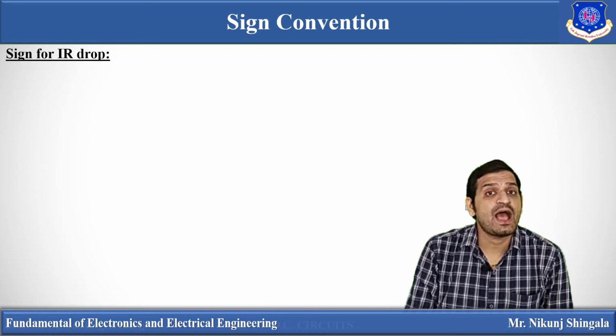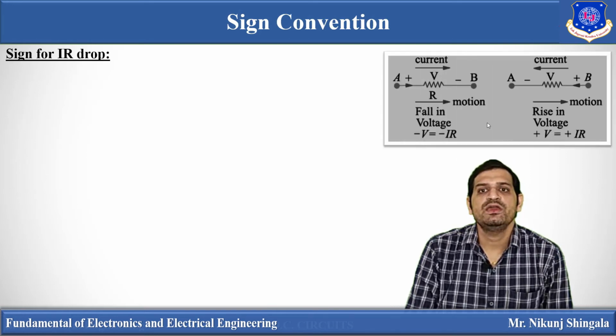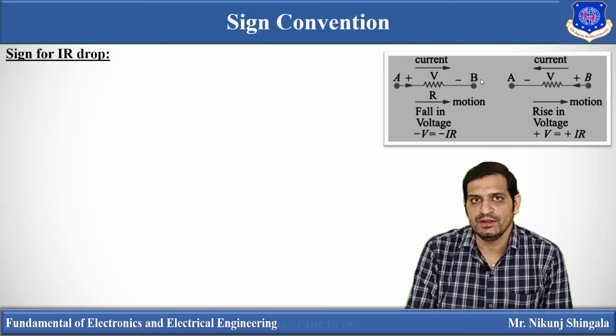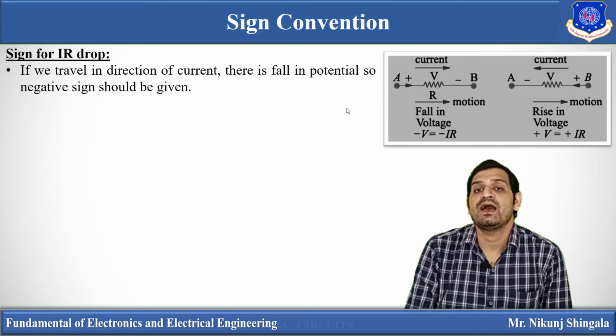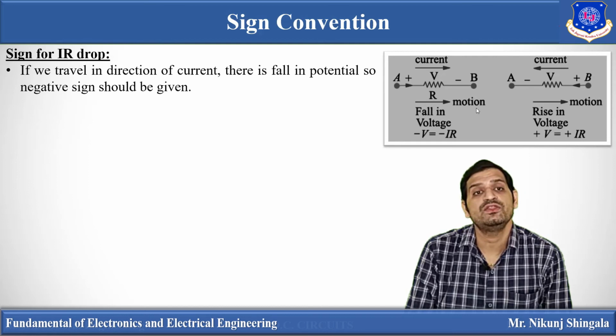Next one, sign for IR drop. Now here one resistor, one conductor is there which consists of a resistor. If we travel in the direction of the current, and current flows from higher potential to lower potential, there is a fall in potential. So if we travel in the direction of the current, there is a fall in the potential, so the negative sign should be given. So it should be considered as minus IR in this case.